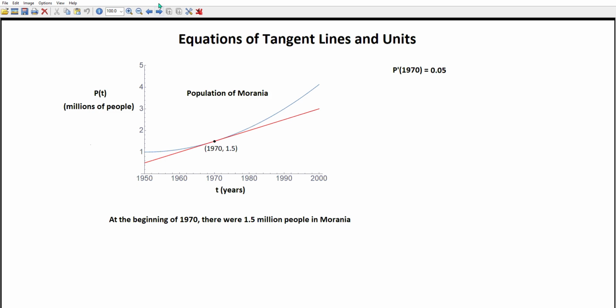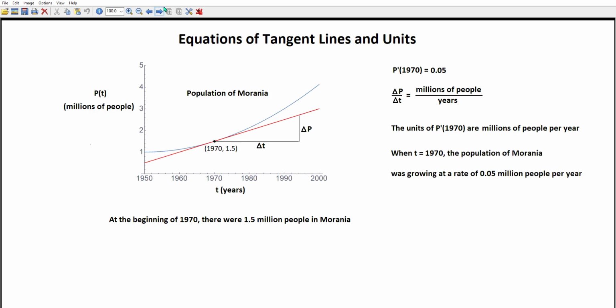What are its units? Well, if we look at units of slope, we can see that it's going to be a delta P over a delta T. And P is population, which is in millions of people. Delta T is units of years. So what we're going to get is the units of P prime of 1970 are millions of people per year. So another way to say that is when T equals 1970, the population of Morania was growing at a rate of 0.05 million people per year.